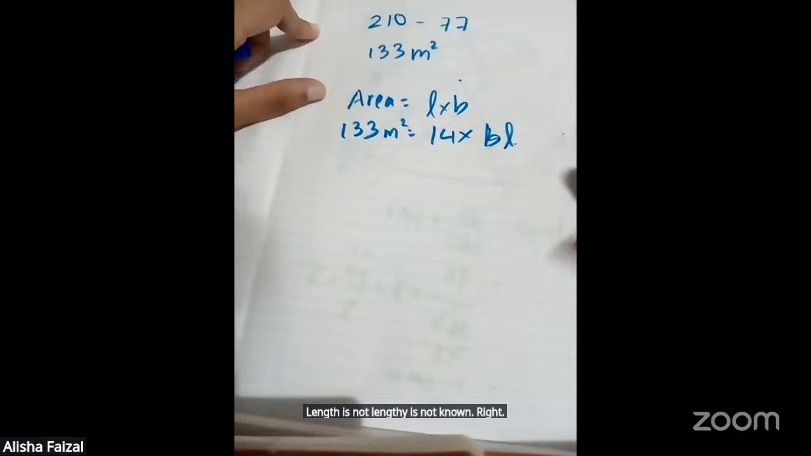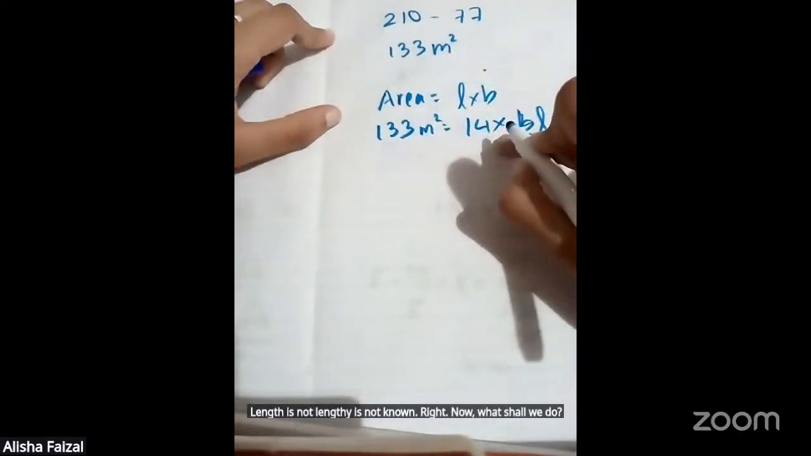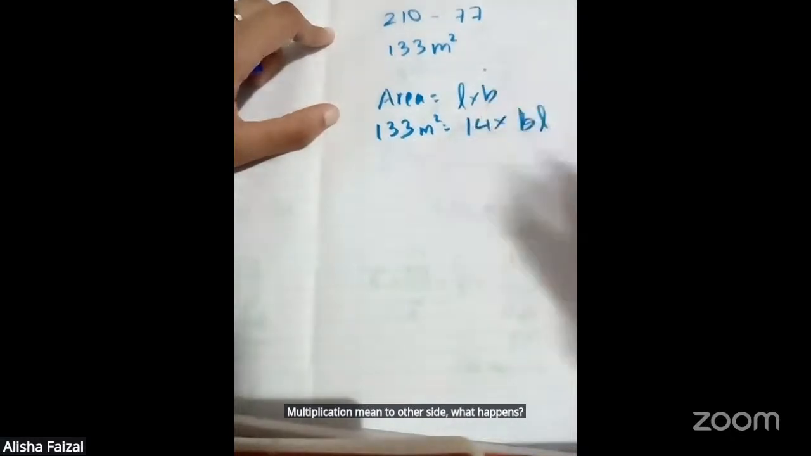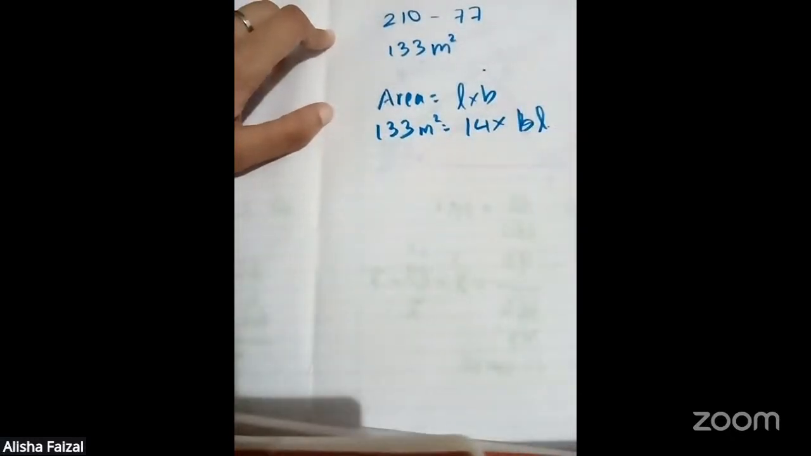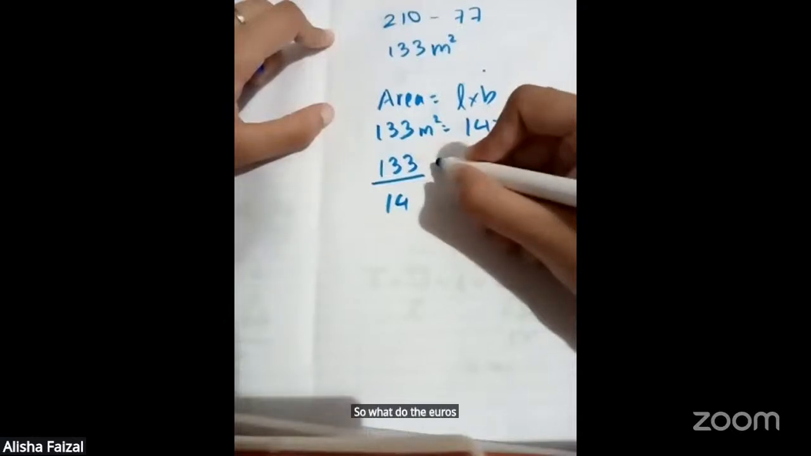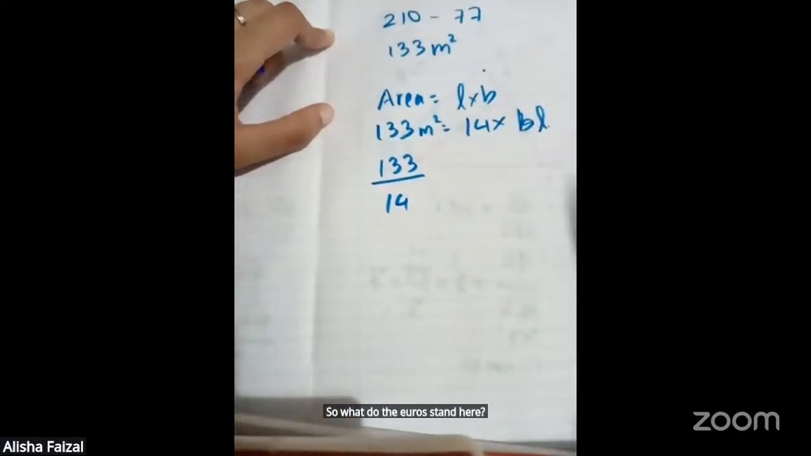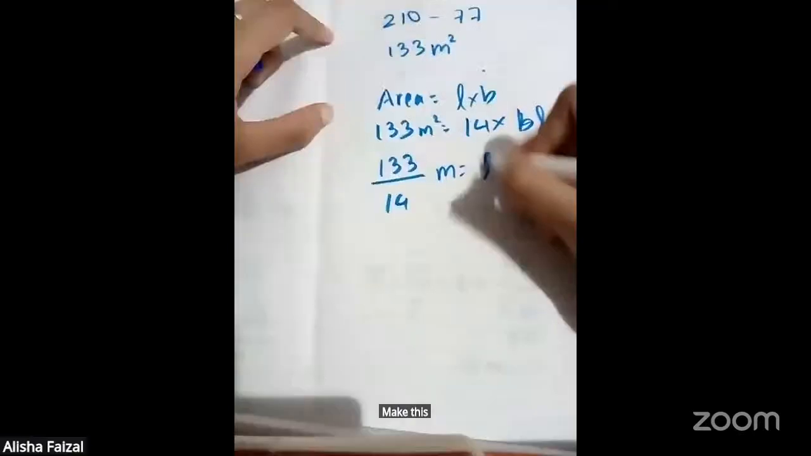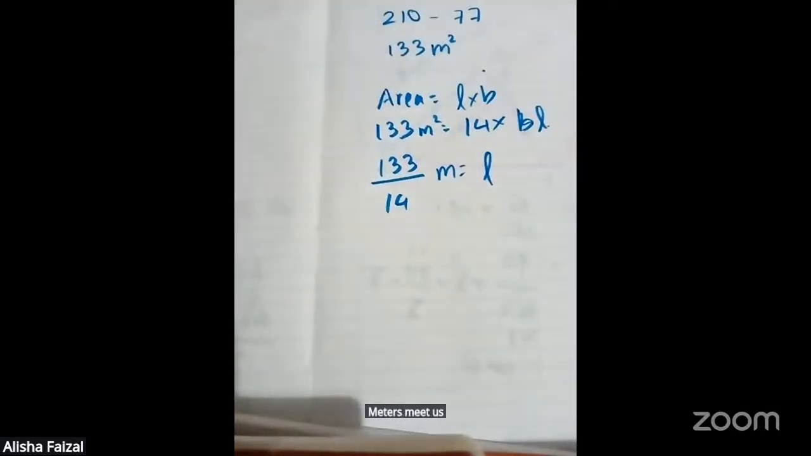Now, what should we do? Multiplication into the other side, what happens? Divide. Yes, divide. So what is the unit then here? If you find the length, what is the unit? Meters. Exactly. This is the answer.